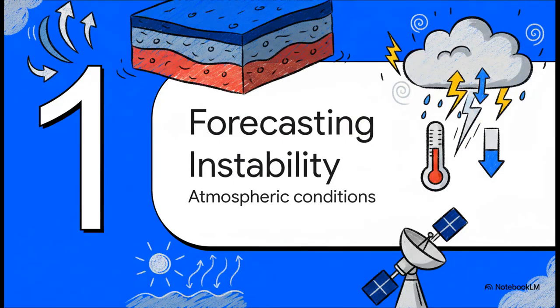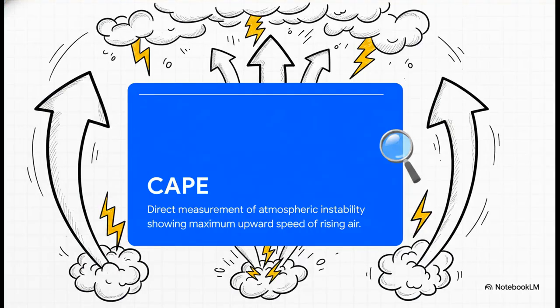So let's look at the first step in our meteorological recipe: forecasting atmospheric instability. To actually predict storms, we have to look at atmospheric instability. Specifically, those setups where warm, moist surface air is trapped right beneath cold, dry air. For a thunderstorm to develop, we absolutely need rapidly rising air. And for air to rise rapidly, it has to become buoyant compared to the air around it.